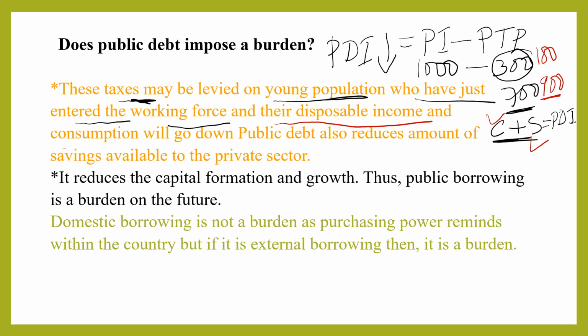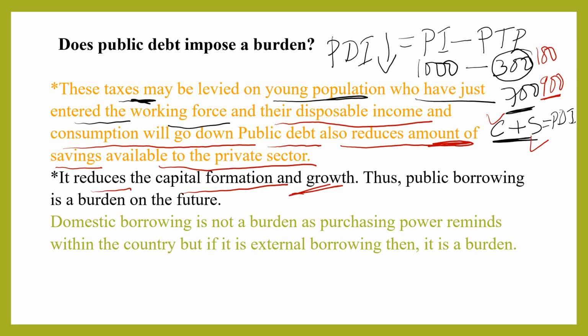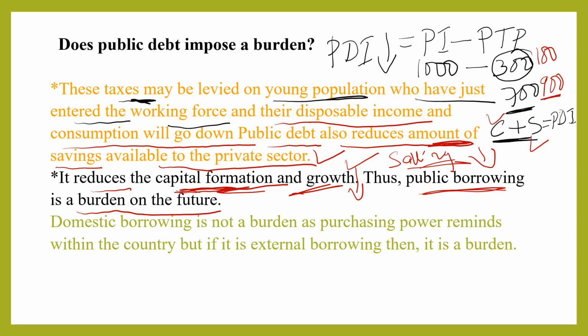Their disposable income and consumption will go down, and public debt also reduces the amount of savings available to the private sector, which leads to a reduction in capital formation and growth. See here, private people get financial assistance when the public makes savings, right? So here savings are very low, so the capital available for private people to undertake developmental activities and capital formation is less, because they need savings, but savings are less. Definitely these two will come down. Thus, public borrowing is a burden on future generation.